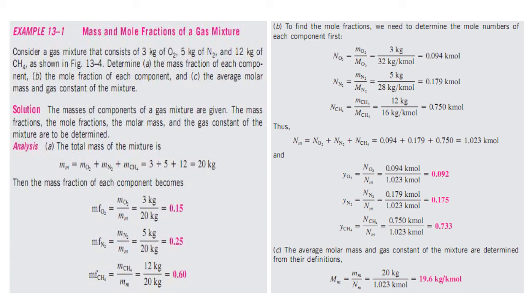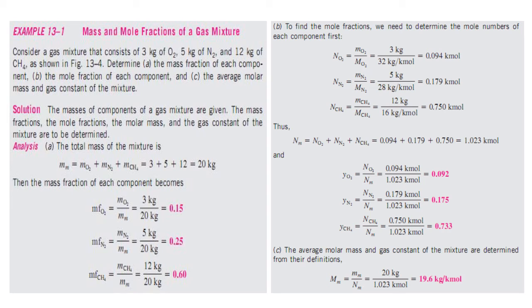Next is a small example. Consider a gas mixture that consists of 3 kg of oxygen, 5 kg of nitrogen and 12 kg of methane. We need to determine the mass fraction and mole fraction of all the components, and the average molar mass and gas constant of the mixture. First, we need to find the total mass of the mixture, which is mm. Here we have 3 components, oxygen, nitrogen and CH4. You add all the masses, 3 plus 5 plus 12 is 20 kg. So, mm is 20 kg.